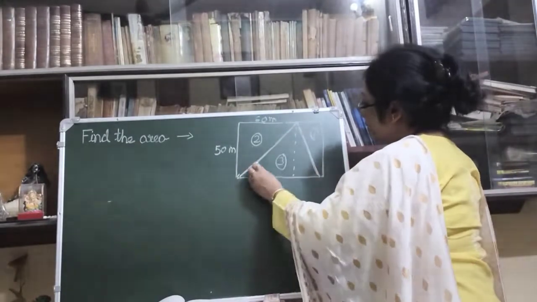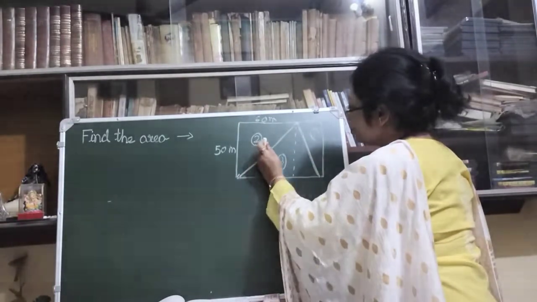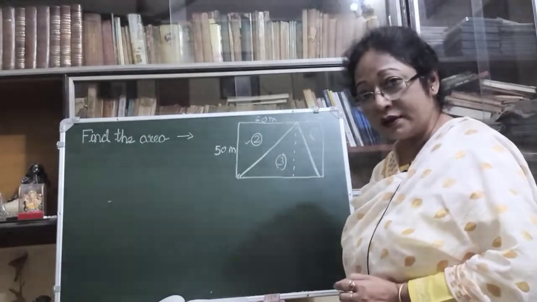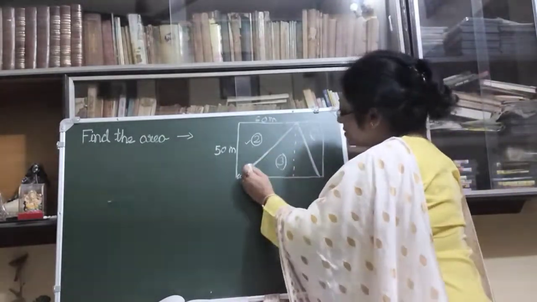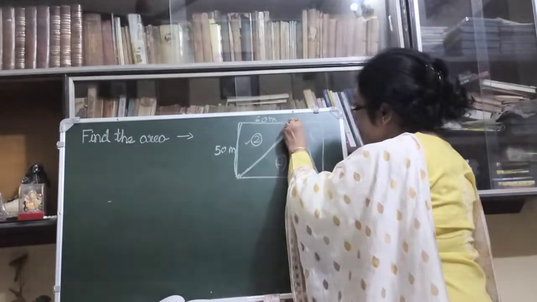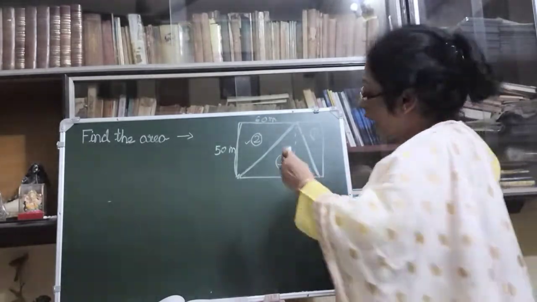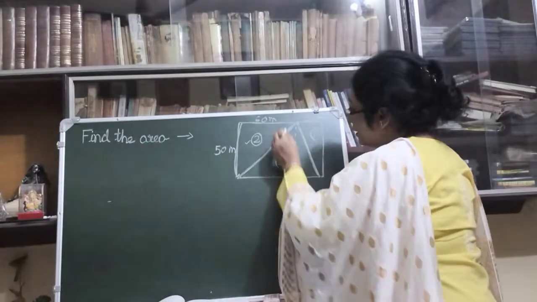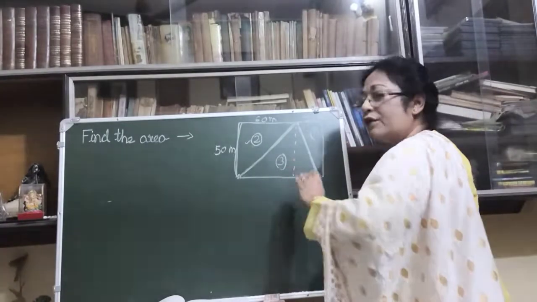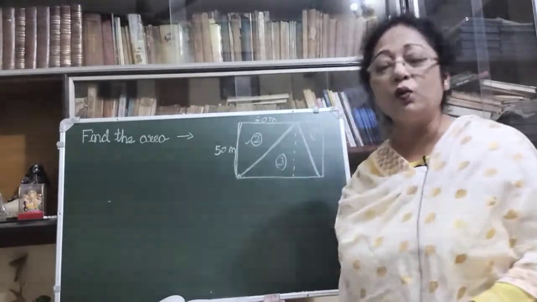Now see this one. Again, this line is dividing the bigger rectangle into two parts. So what is the area of the second triangle? The area of the second triangle is half of the bigger rectangle, right? And this way we will find out the area of the third triangle also. You see, slowly, step by step, you will understand how we will find out.